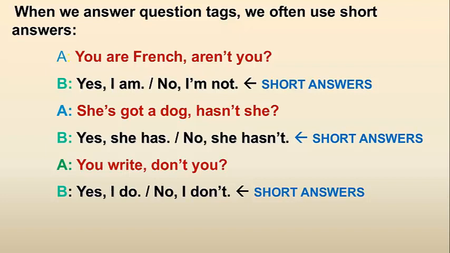She has got a dog, hasn't she? Yes, she has. Or no, she hasn't. Again, both are short answers. Next one, you write, don't you? Yes, I do. And no, I don't. Again, these are short answers. They are either a positive answer or a negative answer.